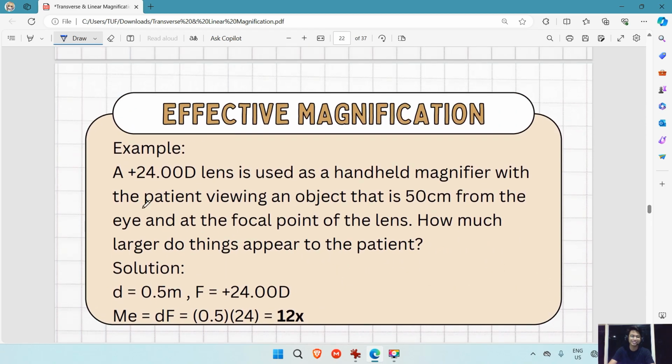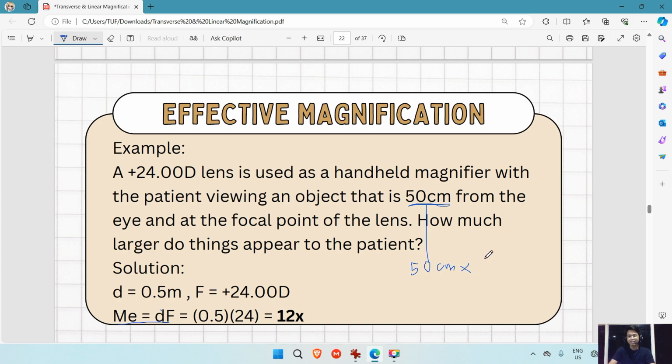So all you have to do is to substitute. So ME is equal to DF. So D is the same, 50 centimeter. But since 50 centimeter is not in meters, you really need to convert this first to meters. So 50 centimeter.